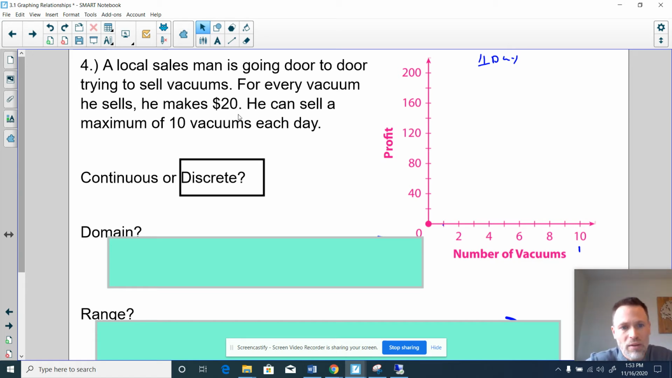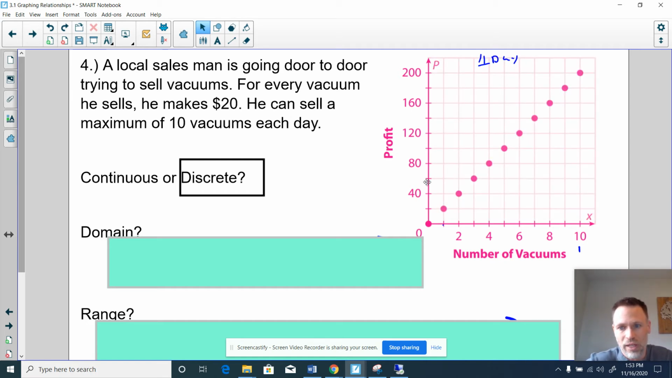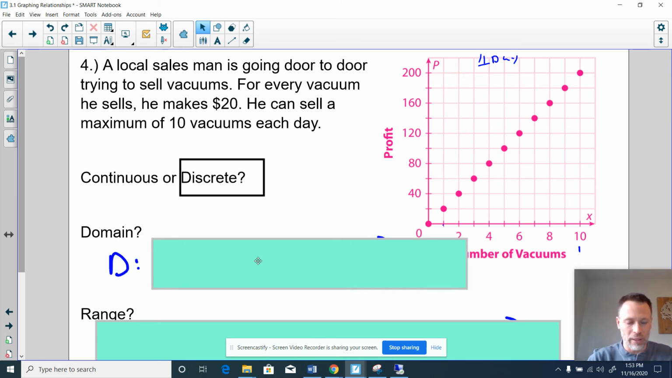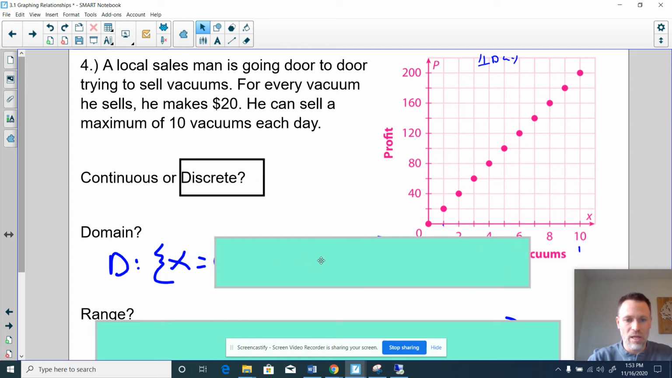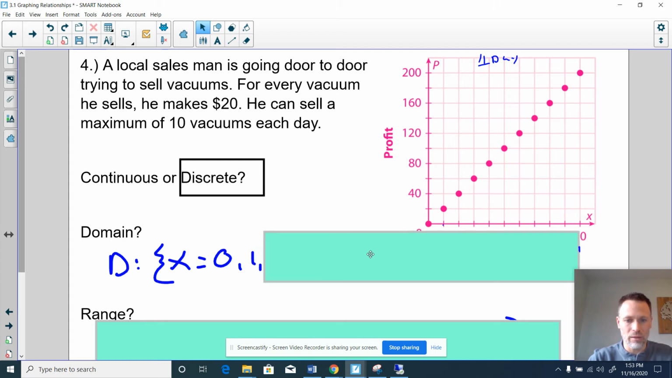Now, if I sell one vacuum, I get $20. If I sell two vacuums, I get $40. So this graph looks like what you see here now. 1 and 20, 2 and 40. And then the domain, remember, we have to write every single value, okay? So remember, we start with D colon, open bracket, X equals, and then we list all the values: 0 vacuums, 1 vacuum, 2 vacuums, 3 vacuums.